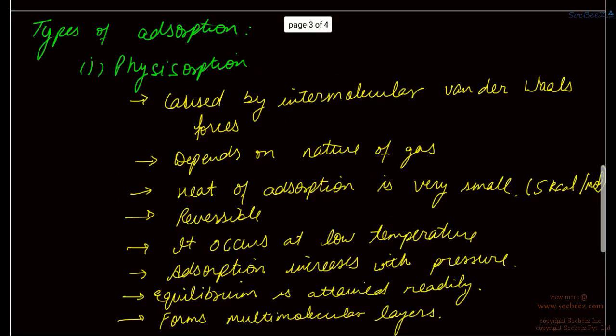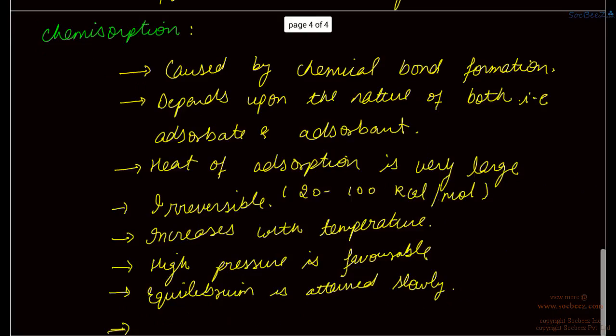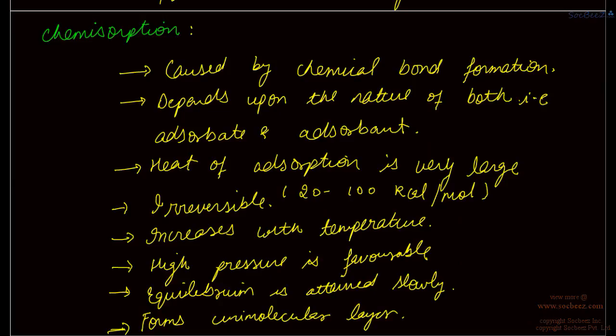And the last point that we discussed is that physisorption forms a multimolecular layer, but in case of chemisorption, it forms a unimolecular layer. It is because once one molecular layer is formed, that reaction site has been occupied, and therefore there is no possibility for another reaction at that place, and hence it forms a unimolecular layer.